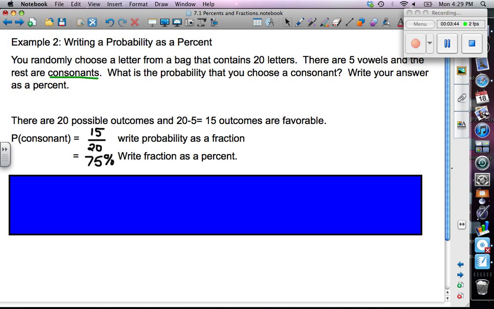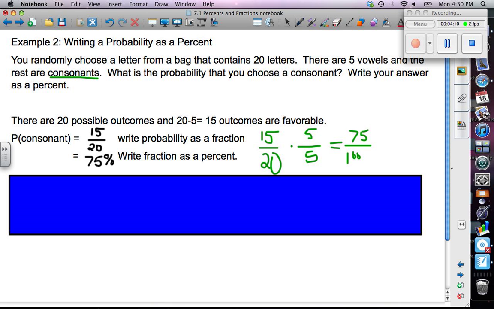In case you weren't sure how we did that, if we had 15 over 20 times what over what equals 100. So times 5 over 5, which is 75. So 75 over 100 we know is 75%.